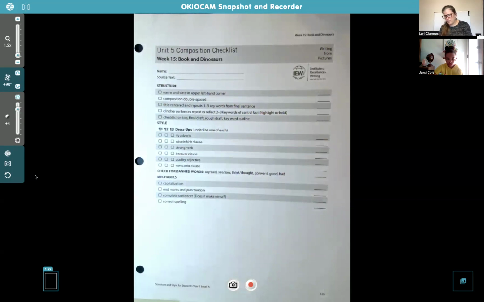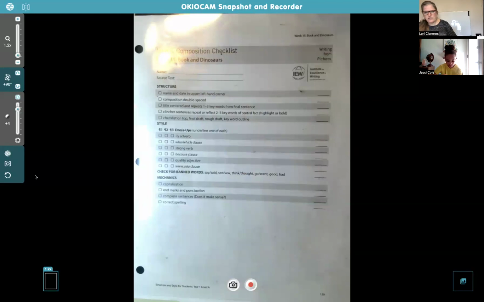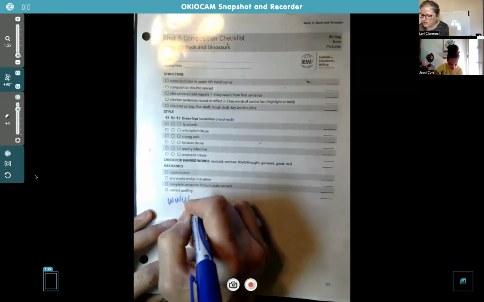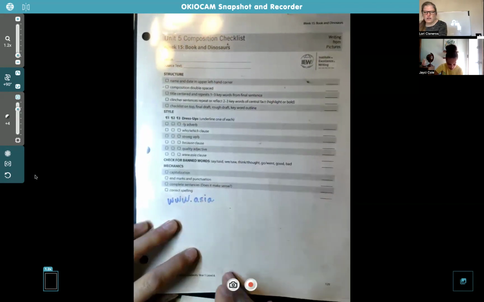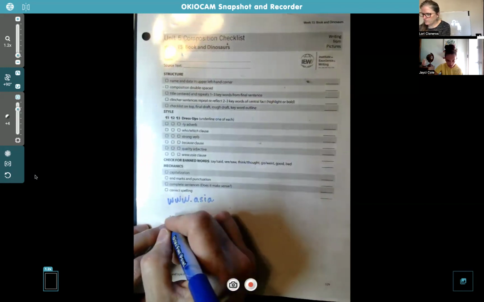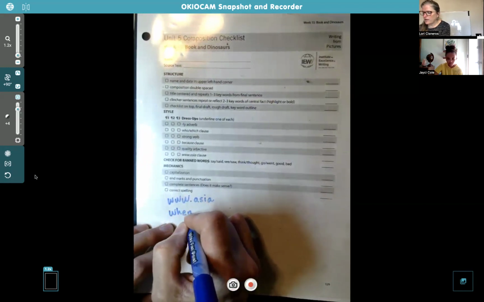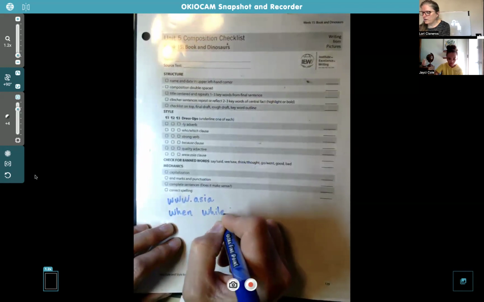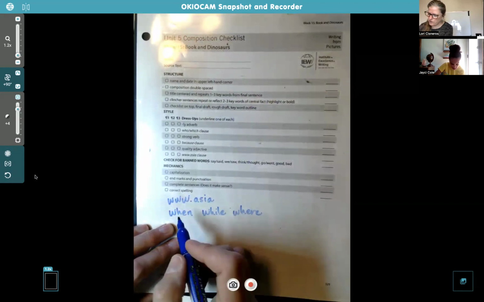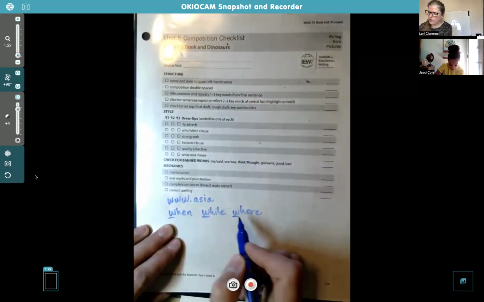But let's put a note at the bottom of this page and write down what the Asia words are. So go ahead at the very bottom where it's blank down here, just put www.asia. And then do you remember what the W stands for? When, what, and where? You're close. When and while and where. Oh, you were super close though. When, while, where. So go ahead and just underline the W's there. When, while, where.